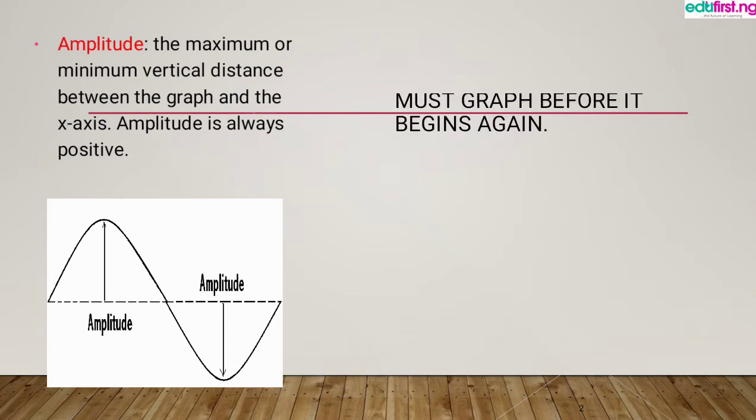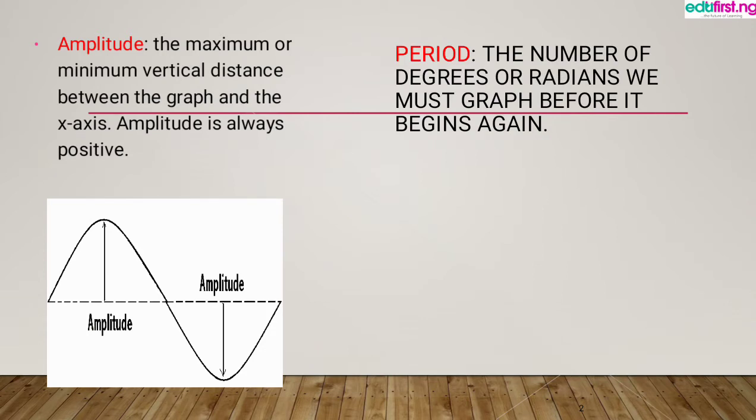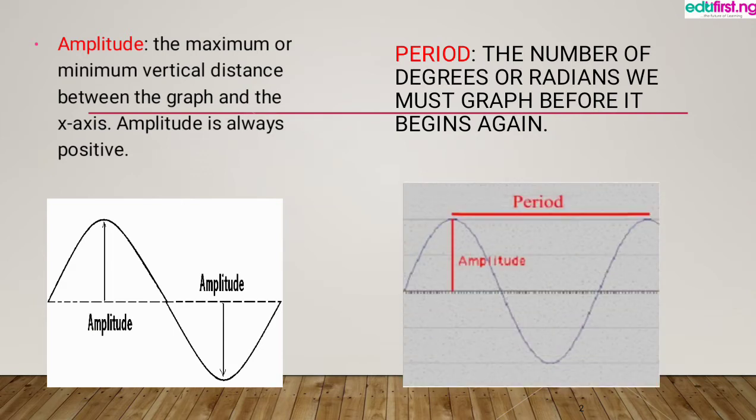Now, let's talk about period. We say the period is the number of degrees or radians we must graph before it begins again. That's what we call the period. But here we can also say that the period of the function is the length along the x-axis from the beginning of a cycle to the beginning of the next cycle, just as you can see.